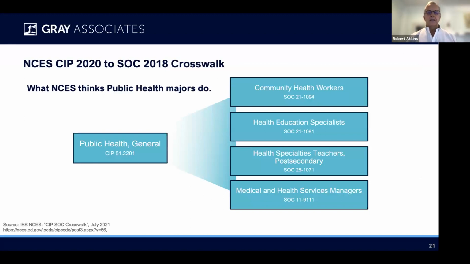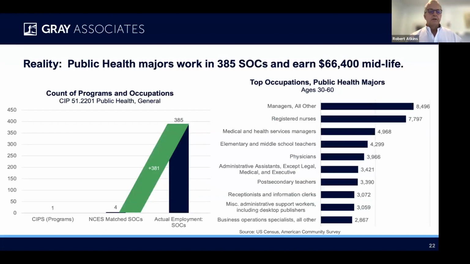Let's take a second example to see if it bears out. Well, if we take the NCS crosswalk for public health general, which is an associate's degree program typically, we find that they map it into 4 fields: community health worker, health education specialist, health specialties, and medical and health services managers. Pretty logical. Seems like what people would do with a public health degree, except they don't. They go into 385 fields, not 4 fields.